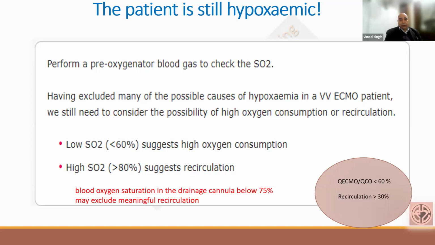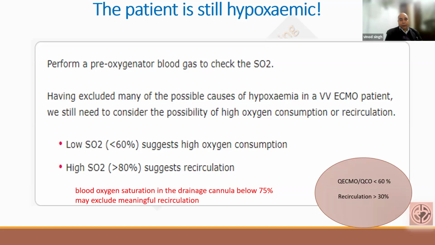Now, try to understand what QECMO by QCM is. This is the ratio of the flow going to the patient from the ECMO to the cardiac output. Suppose a patient has a cardiac output of 10 liters and the ECMO flow is 6 liters. That means 60% of the cardiac output is going through ECMO and 40% is from the native circulation. So that is the target: at least 60% of the cardiac output should go through the ECMO.